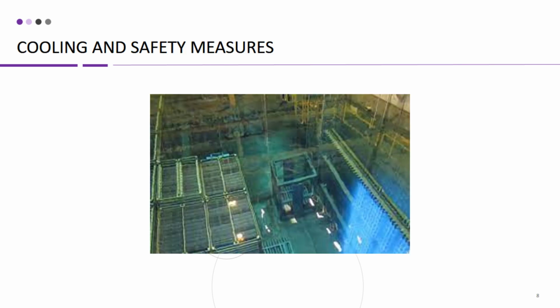To ensure the safe operation of nuclear reactors, cooling systems are in place to regulate the temperature of the reactor core. Now, this prevents overheating and maintains stable operation. And additionally, safety measures such as control rods, containment structures, and emergency shutdown systems are in place to prevent accidents and protect the environment and public safety.